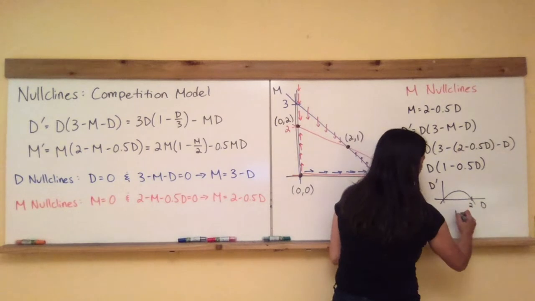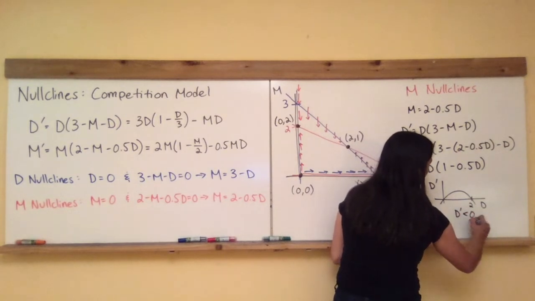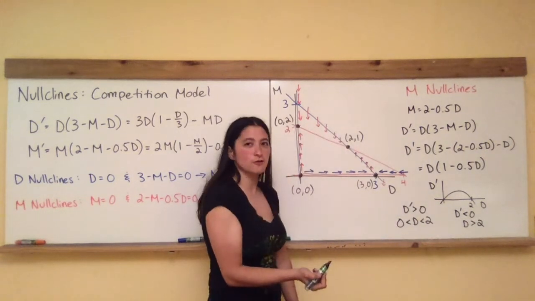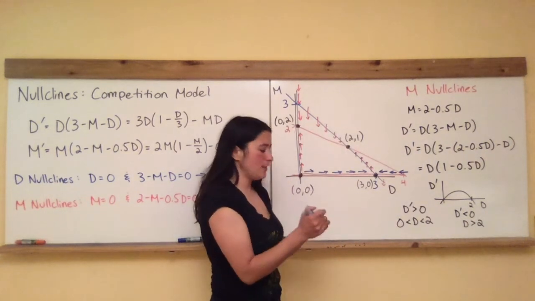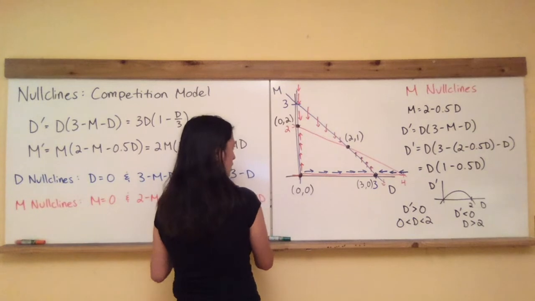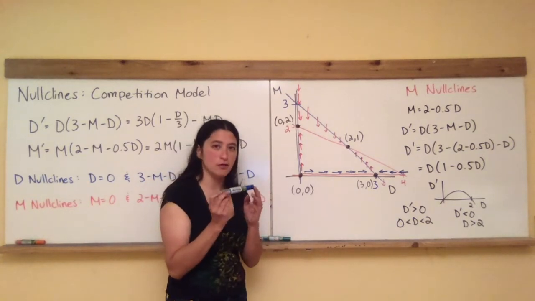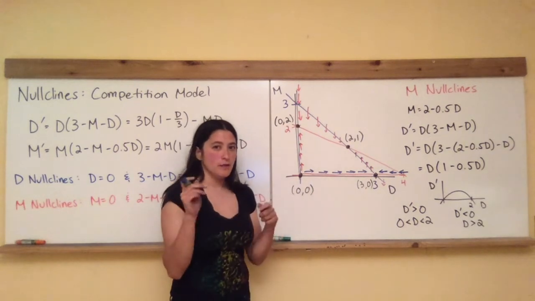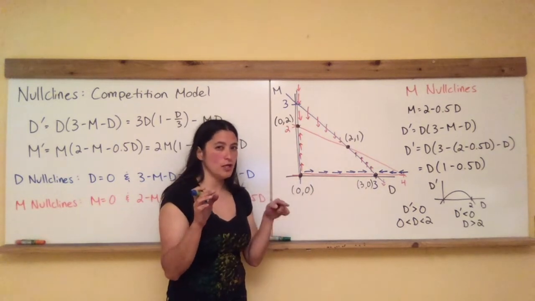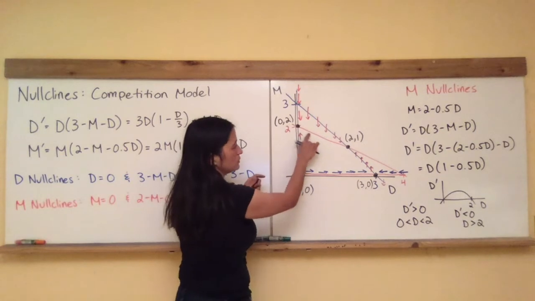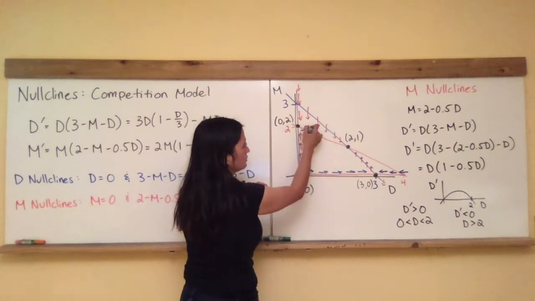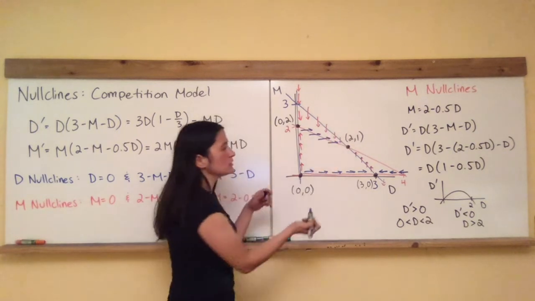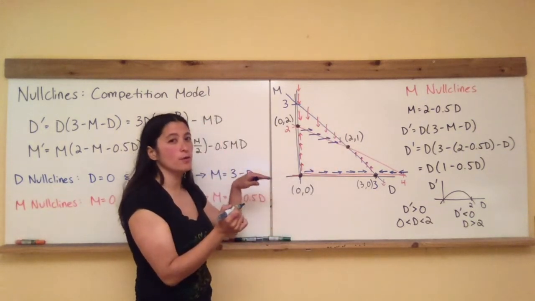And I know that D prime is less than 0 when D is greater than 2. Okay, so those are my conclusions, and that is what's going to allow me to draw blue left and right arrows along this red line with the lower slope. D prime greater than 0 means to the right, so in this region of the nullcline, I will draw things going to the right. Remember that this is purely horizontal component.